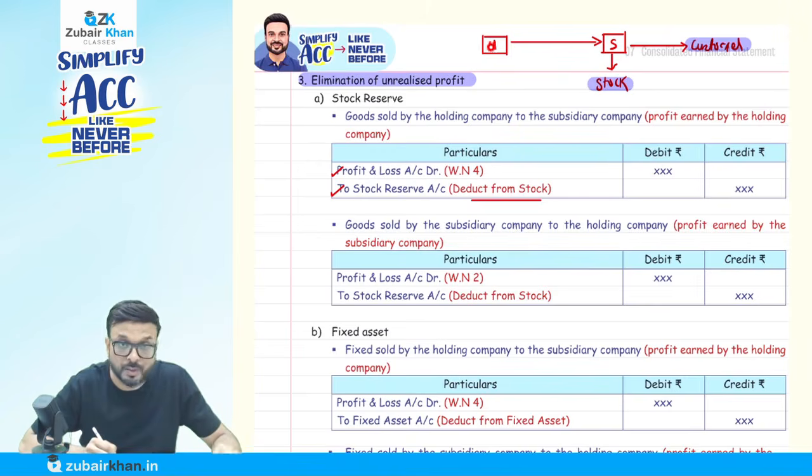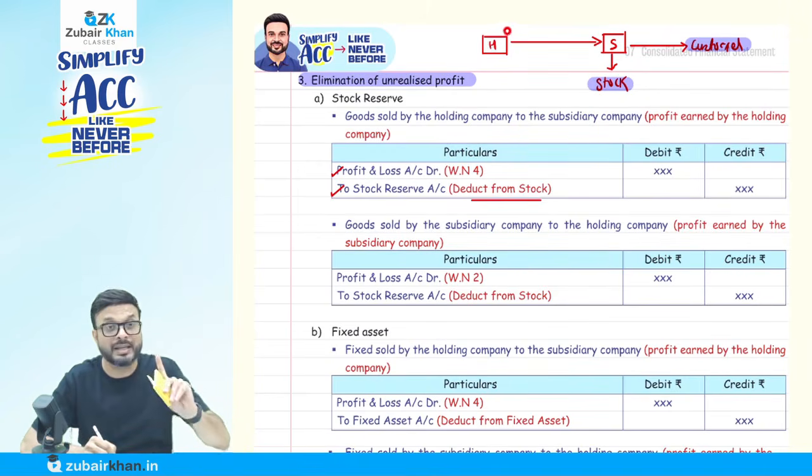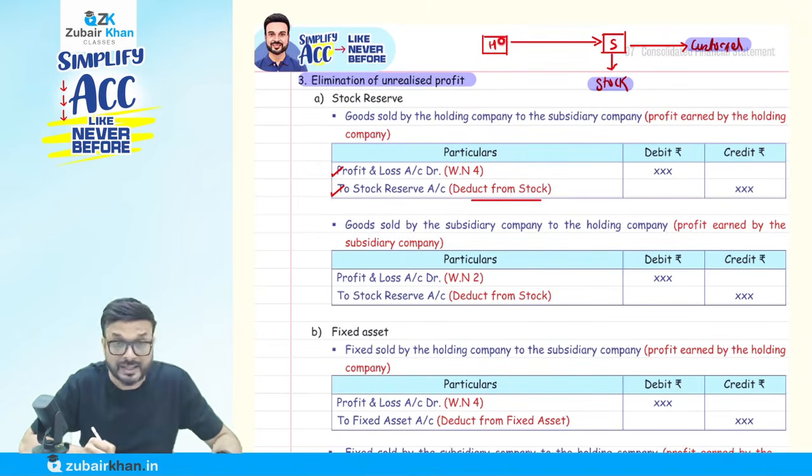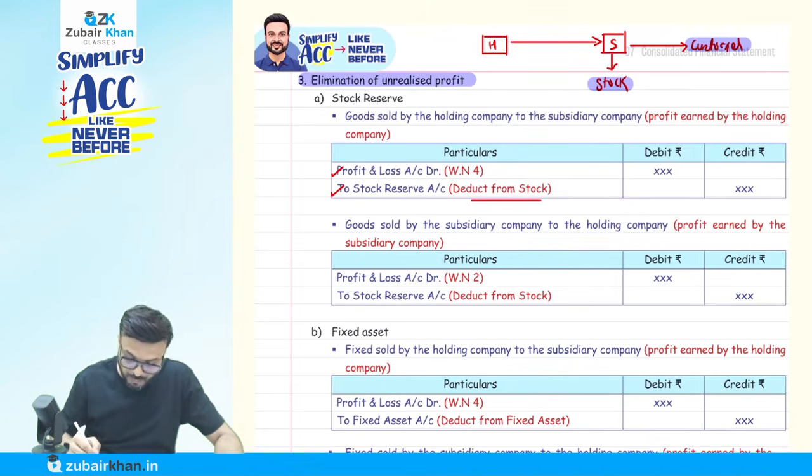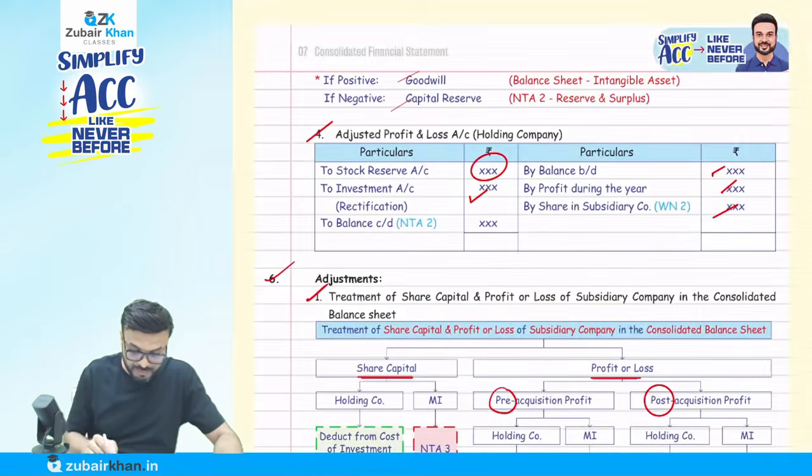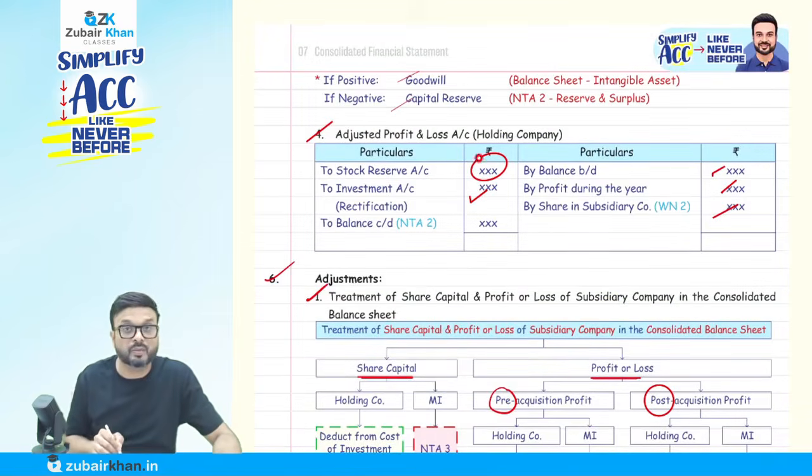So working note number 2 is not the holding company's. Working note number 2 is the subsidiary company's. The holding company's working note on the profit and loss is working note number 4. That's why it is working note number 4. So I will debit working note number 4 and deduct from the stock. You can see this is the point: we have to debit working note number 4.